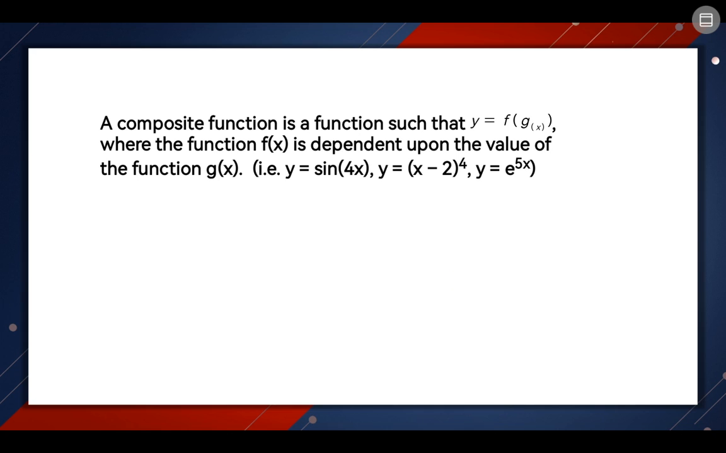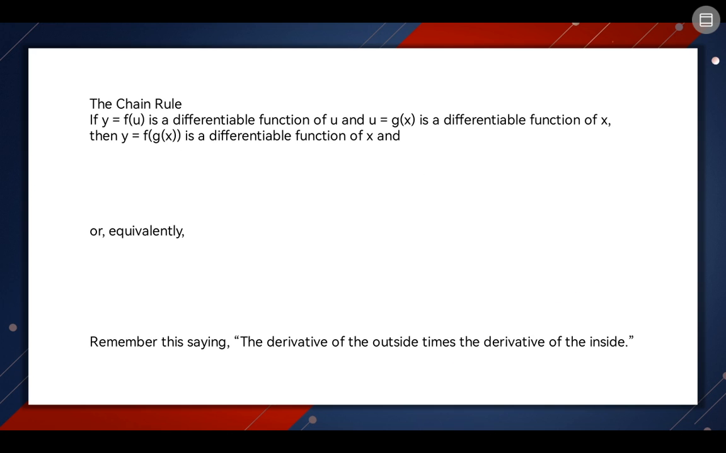A composite function is a function such that y equals f of g of x, where the function f(x) depends upon the value of the function g(x), such as sine 4x, y equals (x minus 2) to the power 4, and we can also write y equals e to the power 5x. The derivative of a composite function is found using the chain rule. So the chain rule is very important, right?